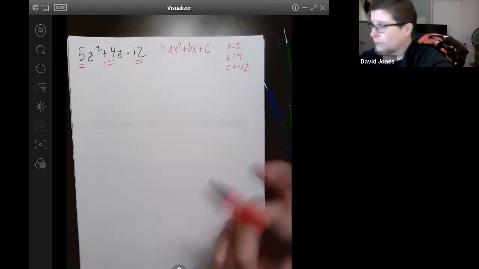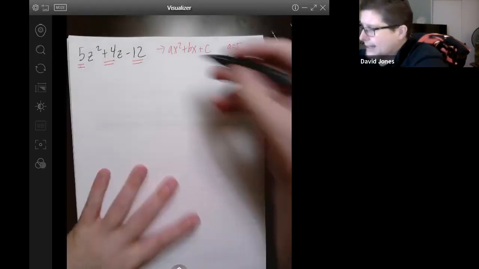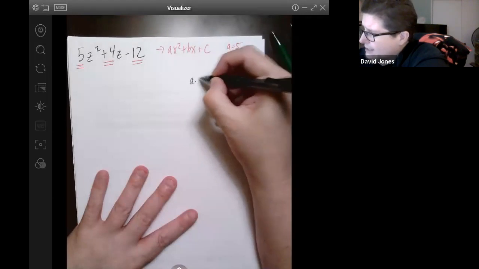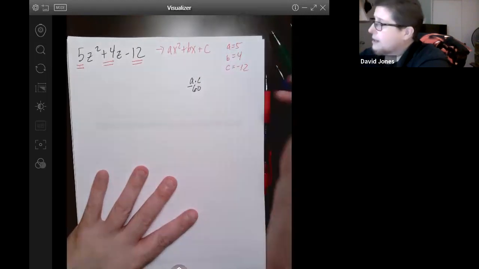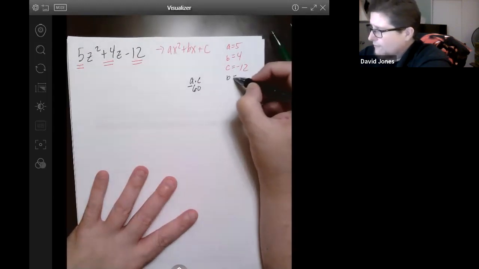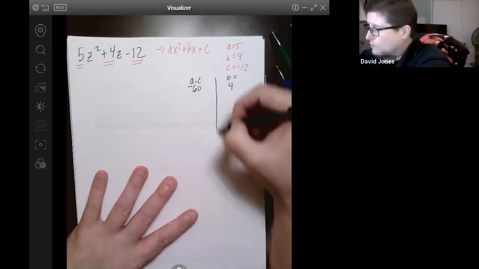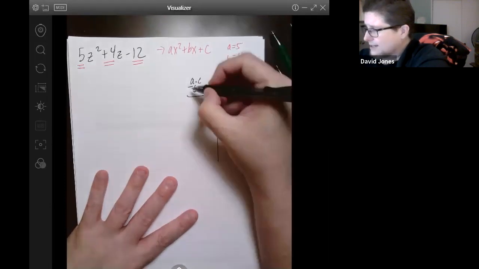All right, so let's make my little table. I want a times c. A times c is -60. And b equals 4. Those are the values I'm looking for, -60 and 4.